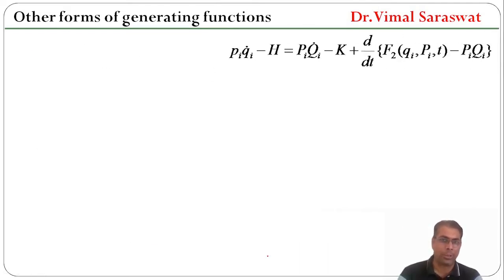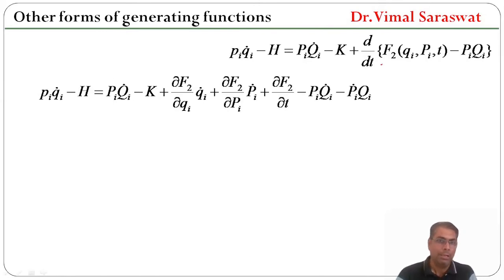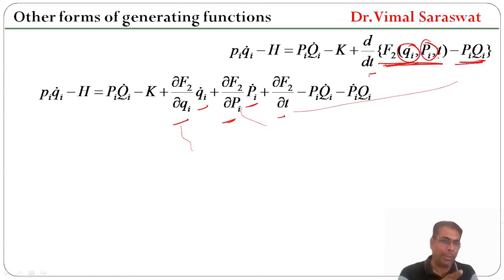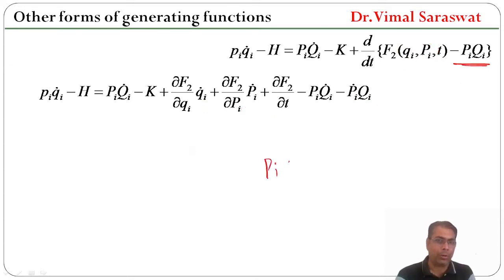Now this is our pi qi dot minus H. Now we differentiate it with respect to time, and F2 is a function of Qi, capital Pi and t. It means dF2 by dt will be del F2 by del qi into qi dot plus del F2 by del capital Pi into capital Pi dot plus del F2 by del t. And if we differentiate capital Pi Qi with respect to time by using the u into v method, then this will be Pi constant and Qi dot plus Pi dot and Qi constant.